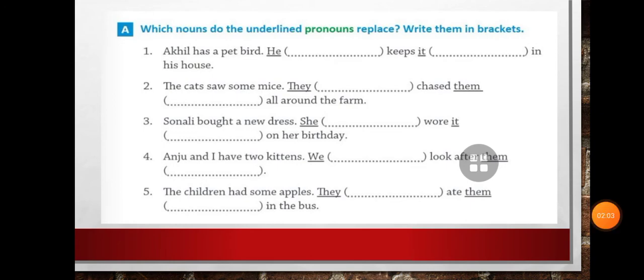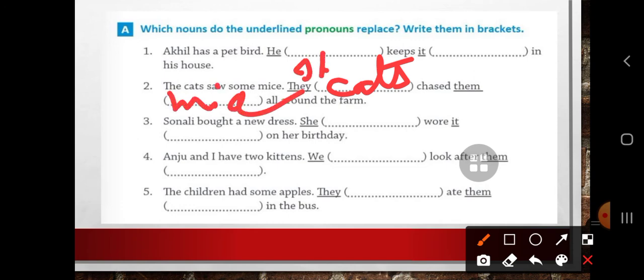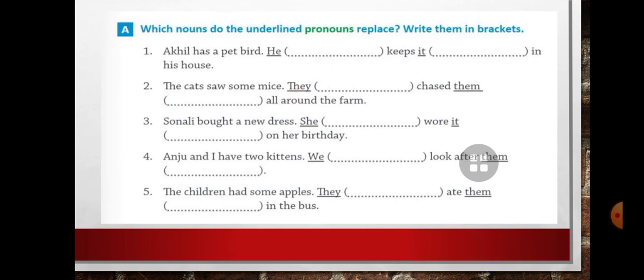The next sentence is: the cats saw some mice. So, children, you know that they is used for cats, because we use they when there are more than one. So, they is used for the cats. Chase them. Them is used for mice. So, you will write they. They is used for cats and chase them, them is used for mice. Here you will write: the cats chase mice all around the farm. You will do like this.